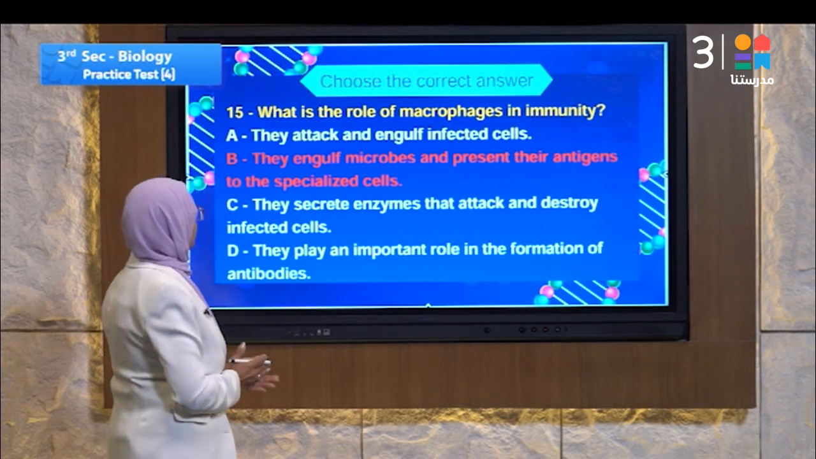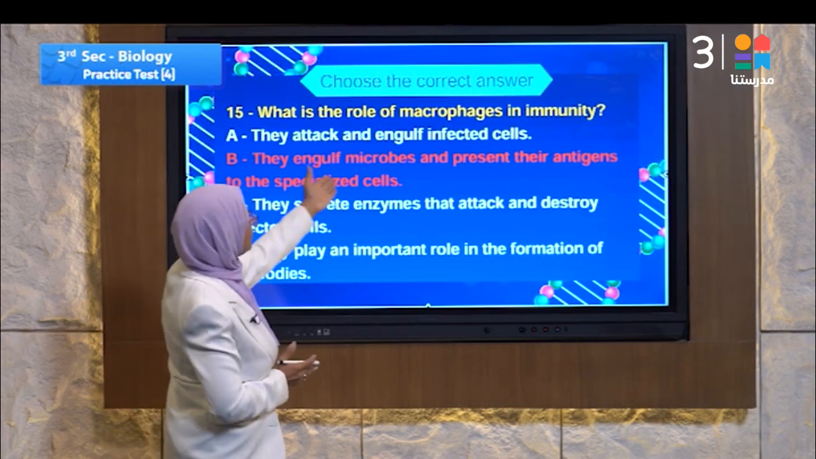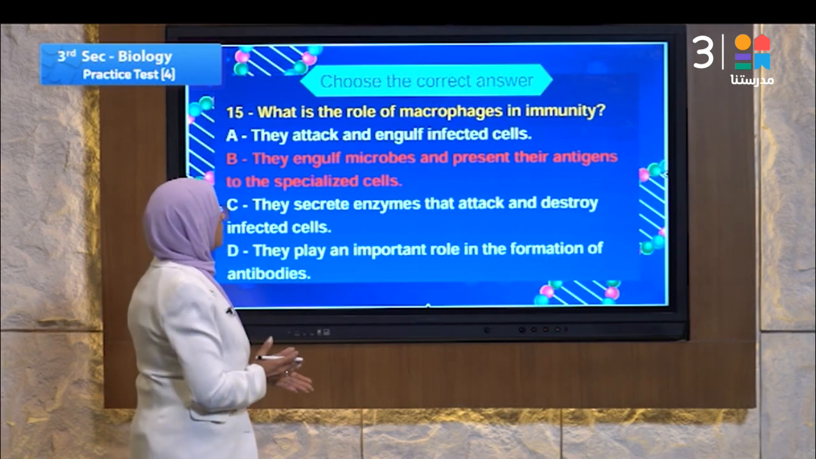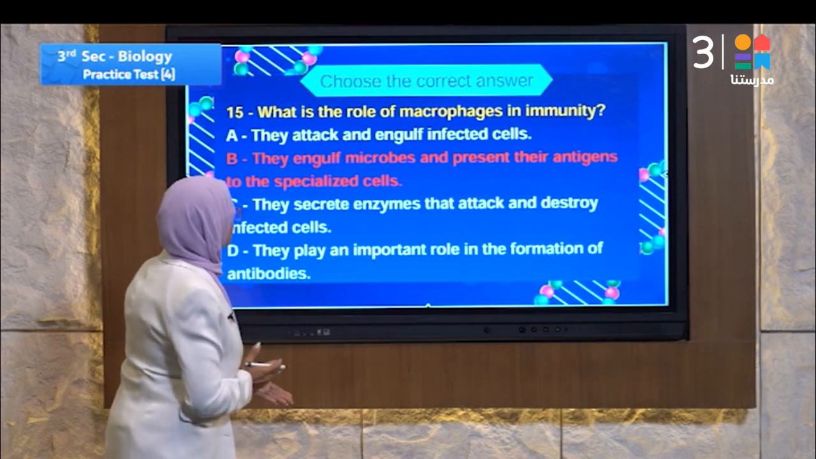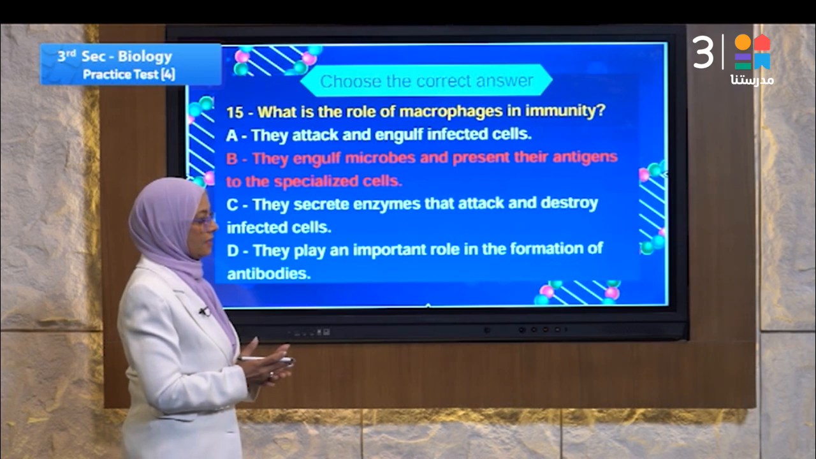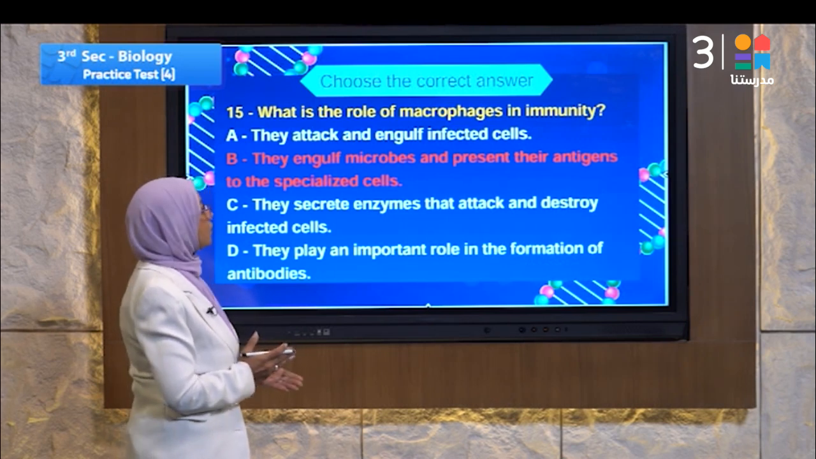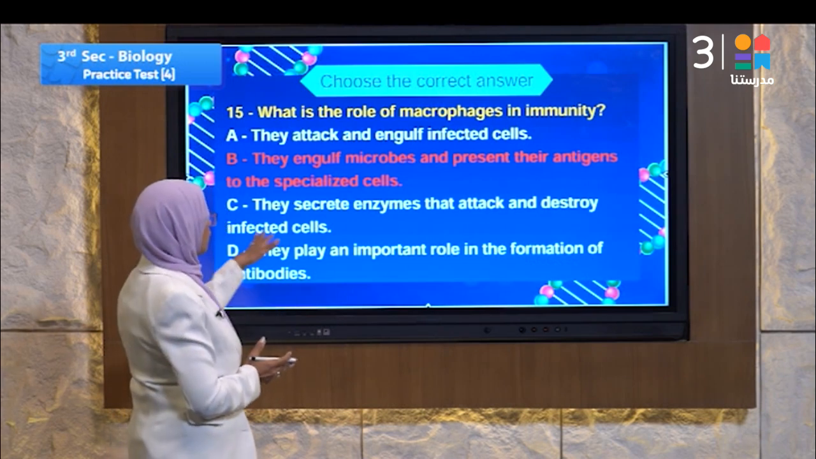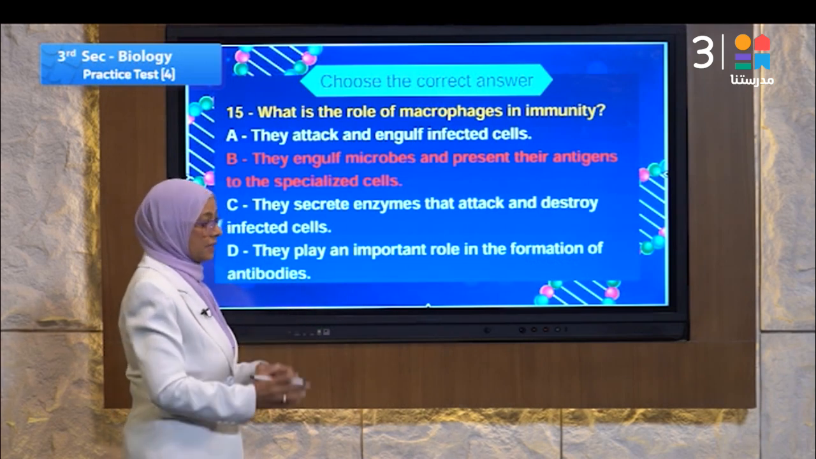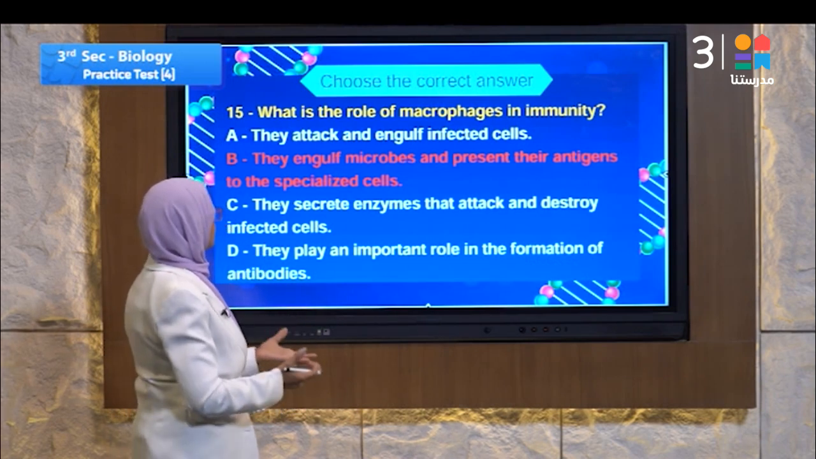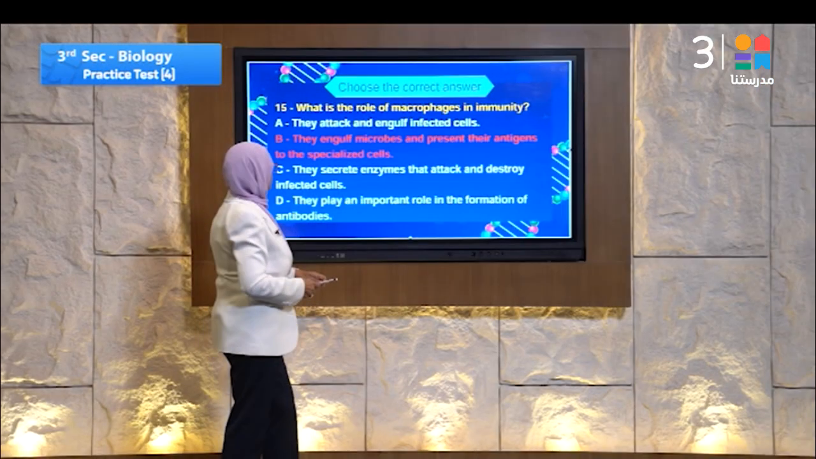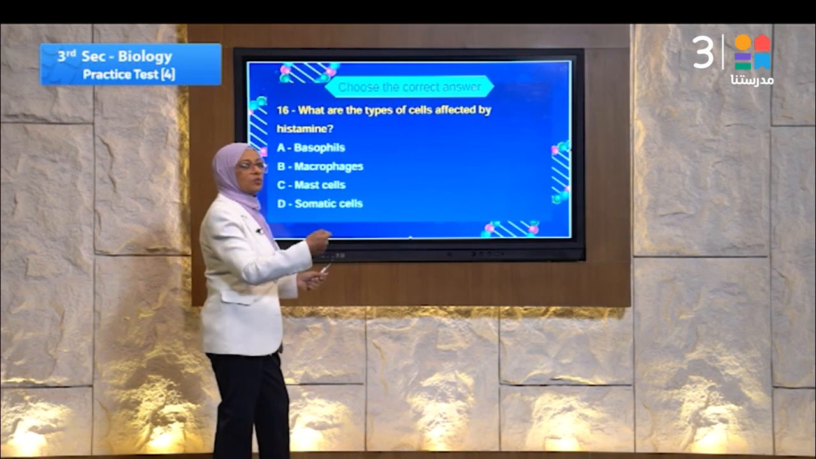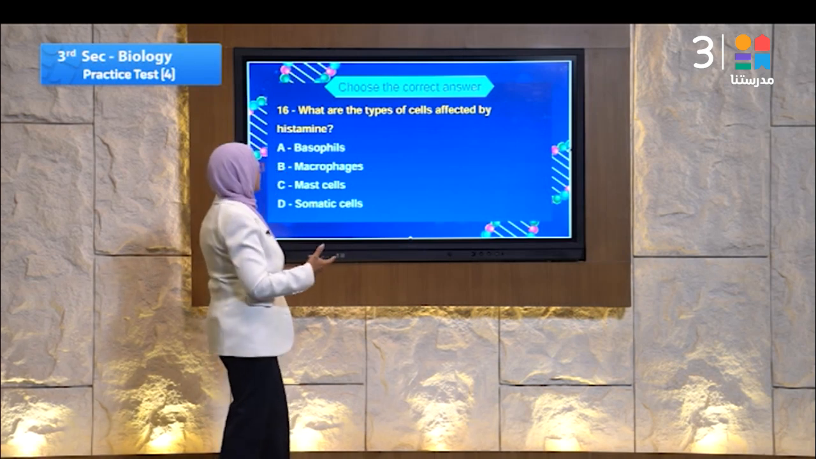Why number B? Because it engulfs microbes. Macrophages engulf microbes and present their antigen to specialized cells. That's the role of macrophage in immunity. They engulf microbes, then present the antigen to another specialized cell.